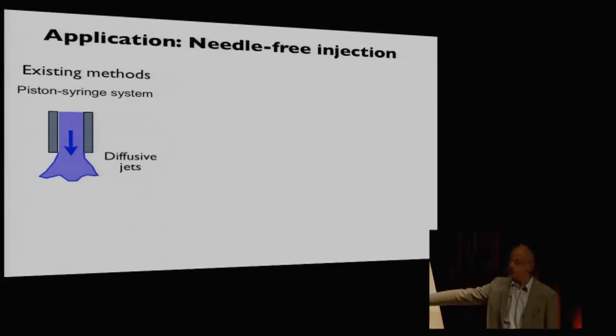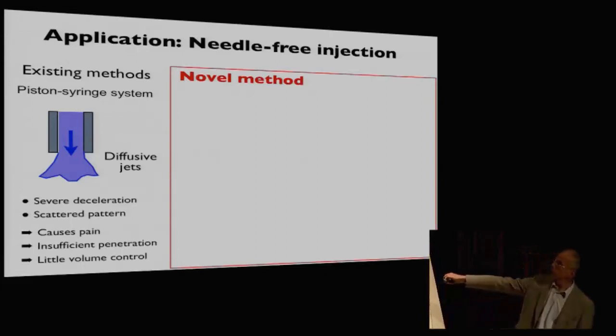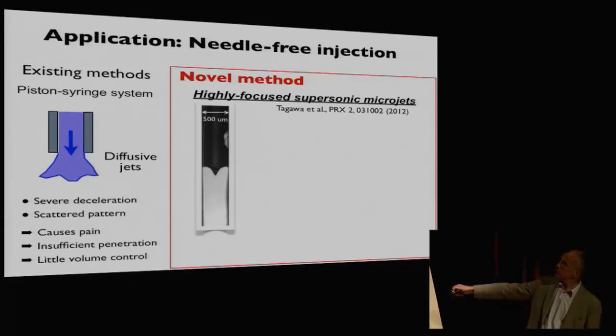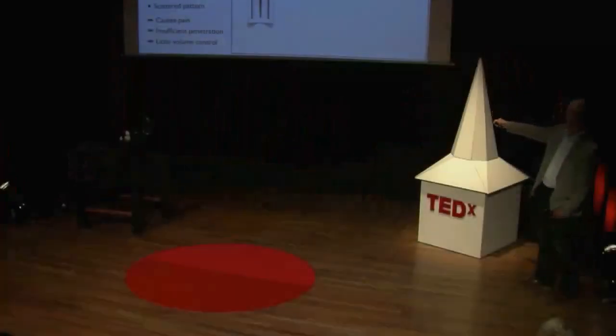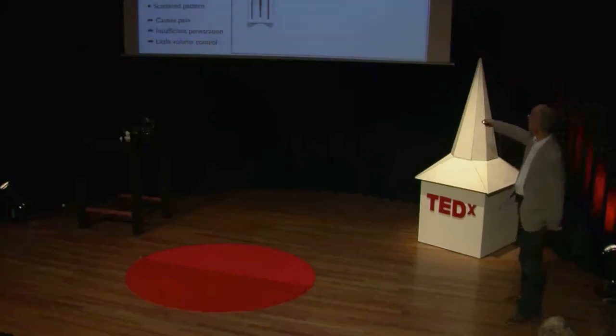So there are existing methods for needle-free injection where you have a diffusive jet, which has lots of problems, including generation of pain. But with our new method, where we have this very strongly focused jet, you have many, many advantages. Namely, you have very, very high velocities. You have focusing. I mean, this jet is sharper, in fact, than the needle of some mosquito here. And nonetheless, you get sufficient liquid into the body.